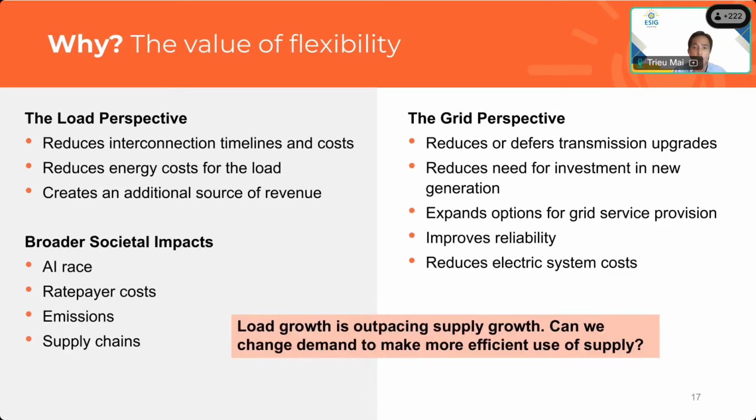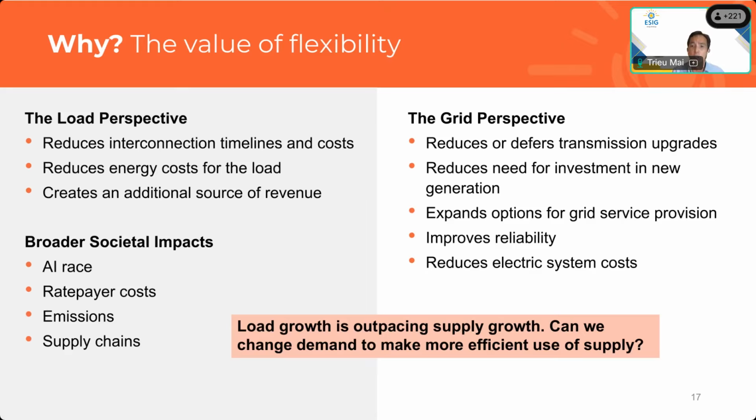So why consider flexibility from a grid perspective? Flexibility can reduce or defer transmission upgrades and associated costs. The same goes for the generation side, and ultimately it can also enable more options for reliability and grid services and reduce the cost of providing those resources.